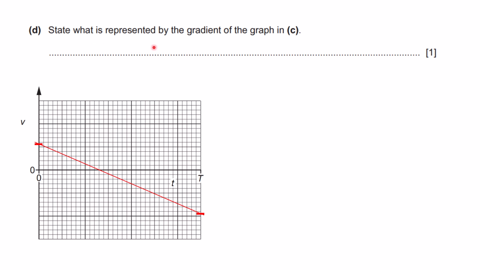State what is represented by the gradient of the graph. This is a velocity time graph. The gradient or slope represents the acceleration of the ball.